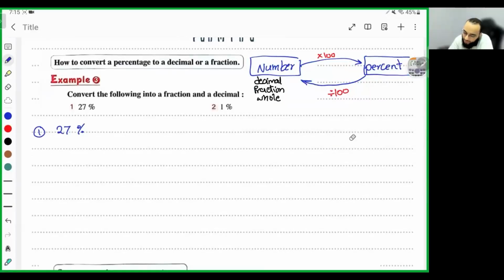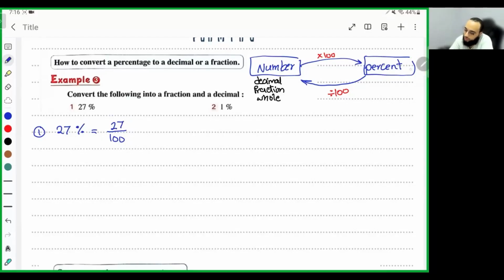If you have a percent, divide it by 100 to convert it to any of these shapes: decimal, fraction, or a whole number, etc. Then I can do it like that, 27 over 100, without the percentage sign. I'll get rid of it and not write it again. It's only 27 over 100.